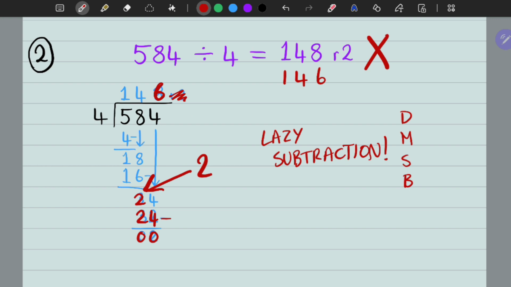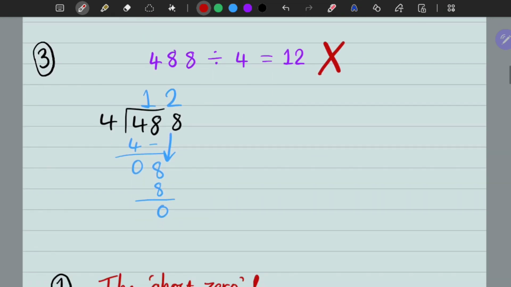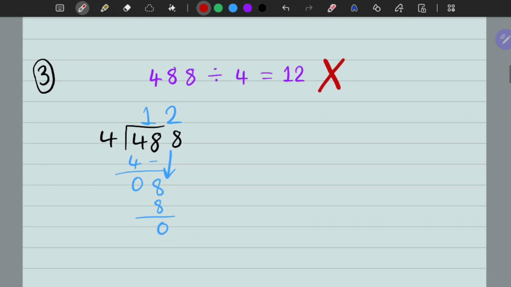Okay, let's move on to silly mistake number 3, our final one for today. Here I've got 488 divided by 4 equals 12, but that is definitely wrong. Now, as you can see, to start with, this looks quite messy. I haven't used the lines, and really, it doesn't look tidy, does it?